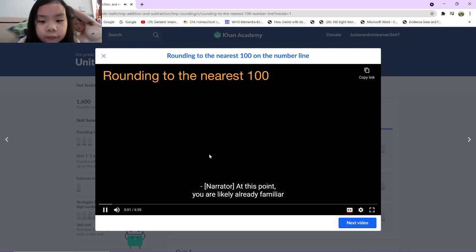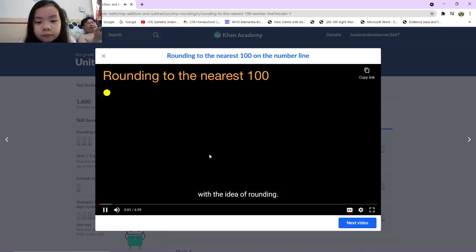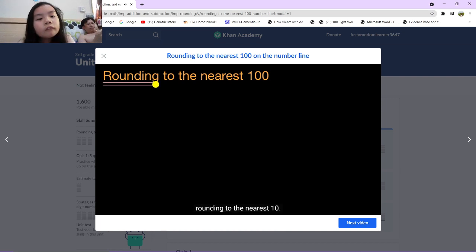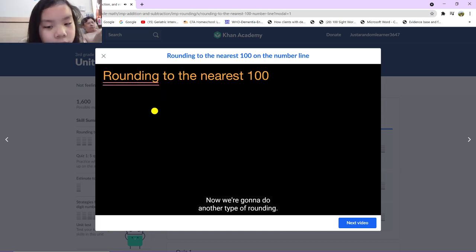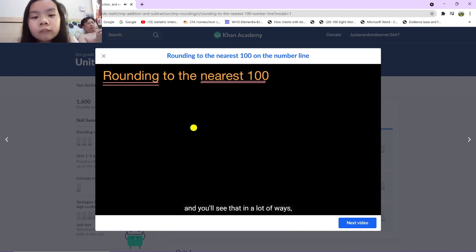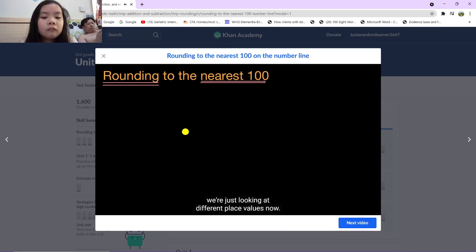At this point, you are likely already familiar with the idea of rounding. Probably you have had some practice rounding to the nearest 10. Now we're going to do another type of rounding. We are now going to round to the nearest 100. So let's just start with an example, and you'll see that in a lot of ways it's very similar to rounding to the nearest 10. We're just looking at different place values now.